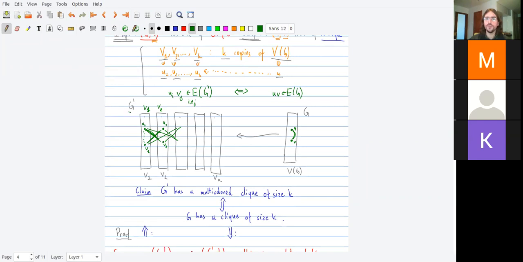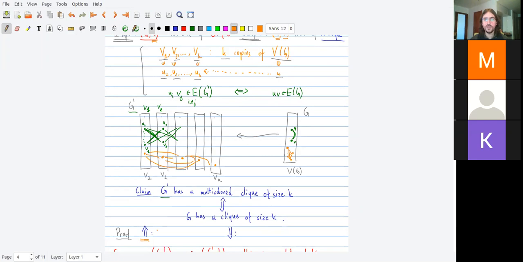I computed now the graph G prime, and I claim that this new graph G prime has a multicolored clique, so a clique that has one vertex in each of the parts, if and only if the original graph had a clique of size k. And this is quite easy to see. So let's first prove the implication from bottom to top. If I have here a clique of size 4, for instance, of size k, I would like to prove that in my graph G prime there's a multicolored clique of size k. And how do I do it? I simply put the first vertex of the clique into the first part, the second into the second part, the third into the third part, and so on, the kth into the kth part. And because of the way I defined the edges in my G prime, there are pairwise edges between them.